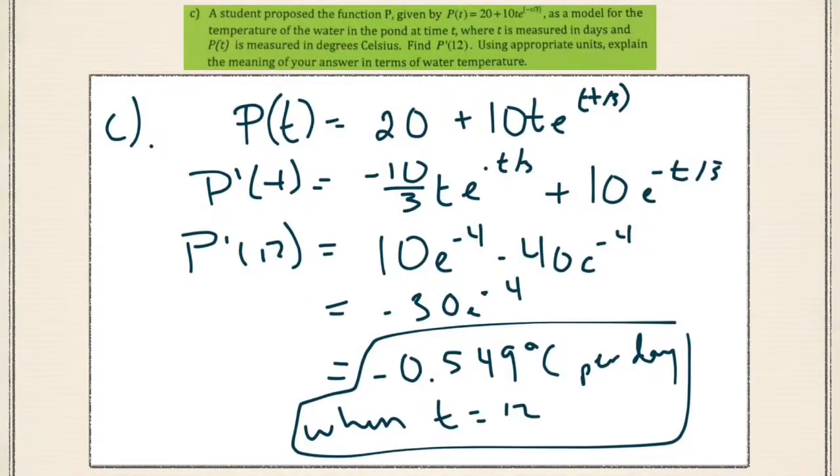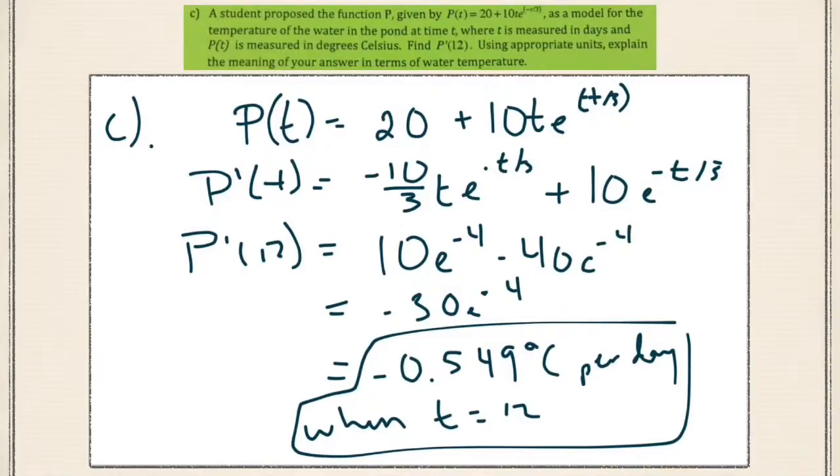Part C. A student proposed the function p given by p of t equals 20 plus 10te to the negative t over 3 as a model for the temperature of the water in the pond at time t, where t is measured in days and p of t is measured in degrees Celsius. Find p prime of 12. Use appropriate units and explain the meaning of your answer in terms of water temperature.